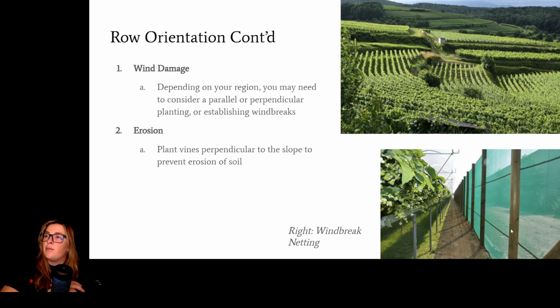Something else that's very important is you want to avoid erosion of your soil. So if you're planting vines on a slope, you want to make sure that you're planting them perpendicular to the slope to prevent erosion of the soil, right? So you want them to go across like the belly of the hill and not up and down the hill necessarily, right? That would be most ideal.